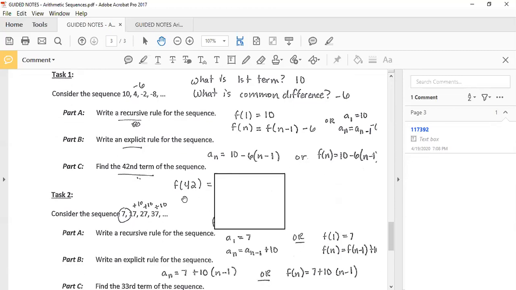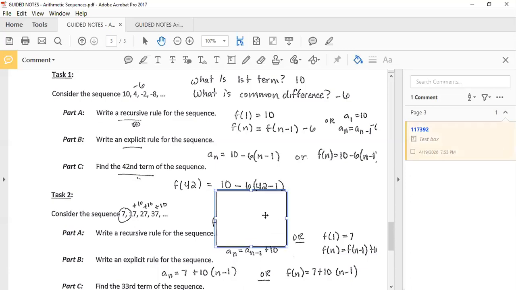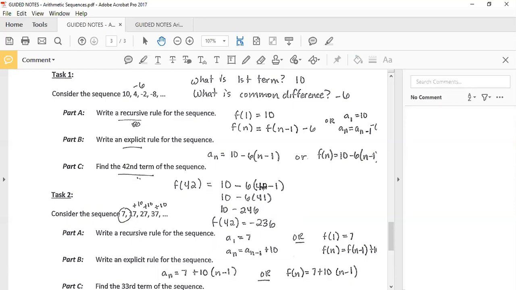Okay, so again, if I'm going to put in any number, right? If I want the 42nd term in the sequence, I'm just going to plug in this 42 right where that n is, right? And I would say, just like that, 10 minus 6, and instead of n minus 1, I'm going to say 42 minus 1. And then it's just straight up PEMDAS. How do I solve this? 42 minus 1 first, then I do my parentheses, then I can do subtraction, and I end up with the 42nd term in my sequence is negative 236, okay?